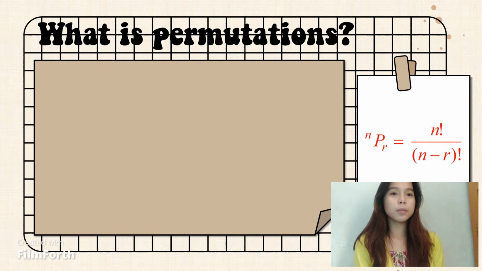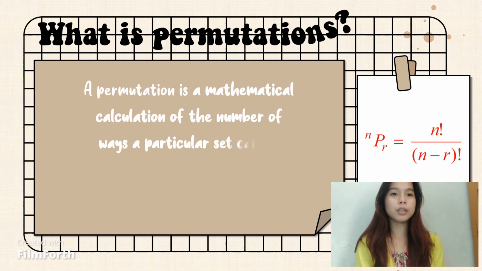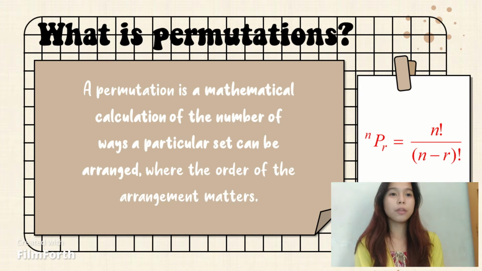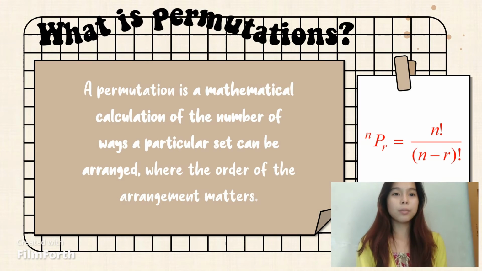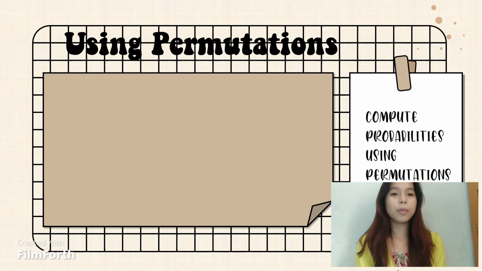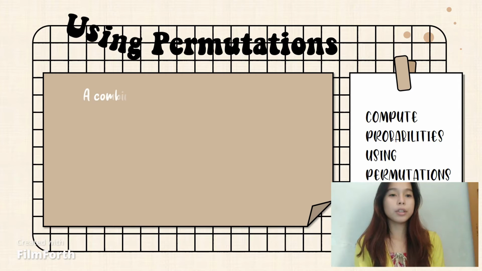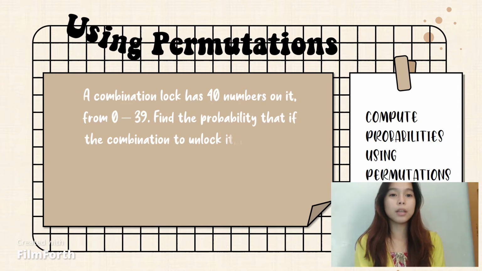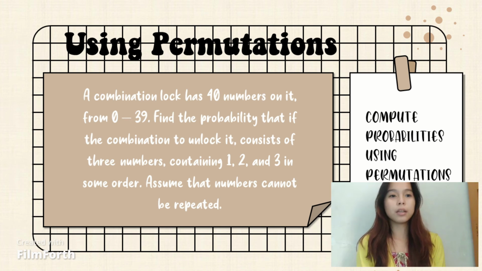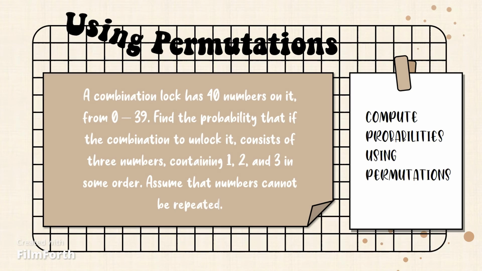Permutations. What is permutations? A permutation is a mathematical calculation of the number of ways a particular set can be arranged where the order of the arrangements matters. Using permutations, a combination lock has 40 numbers on it from 0 to 39. Find the probability that if the combination to unlock it consists of 3 numbers containing 1, 2, and 3 in any order, assume that numbers cannot be repeated.